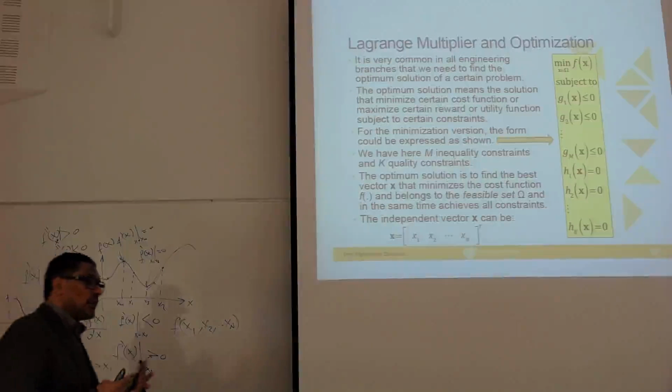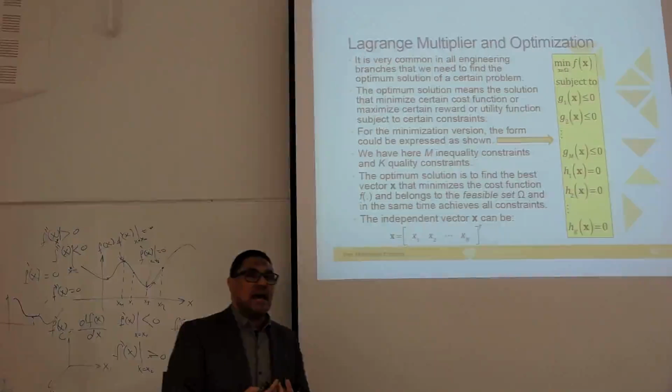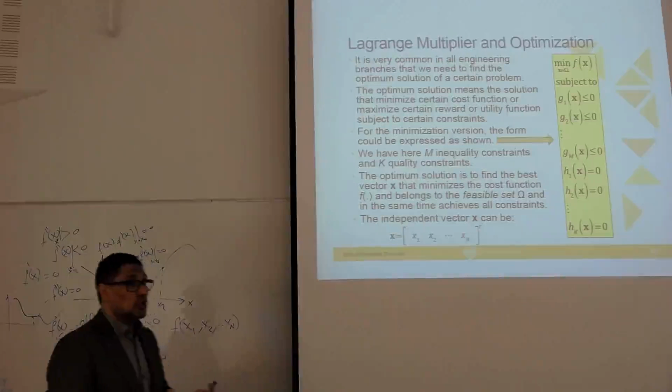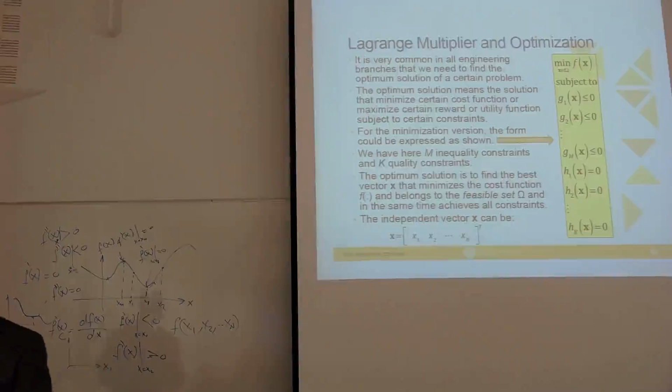In many applications, or in real applications, we always have constraints. It is very rare to have unconstrained optimization. What is the meaning of constrained optimization? It means that we need to minimize some cost function. We are looking for the independent vector x that minimizes a certain cost function, and this x should belong to some feasible set omega, because we always have some constraints.